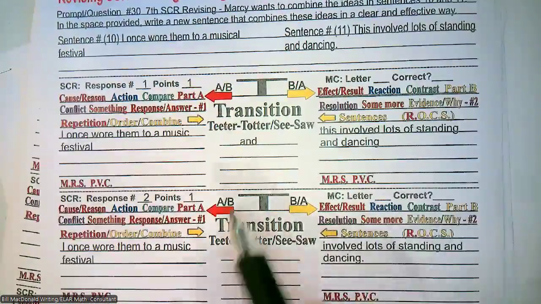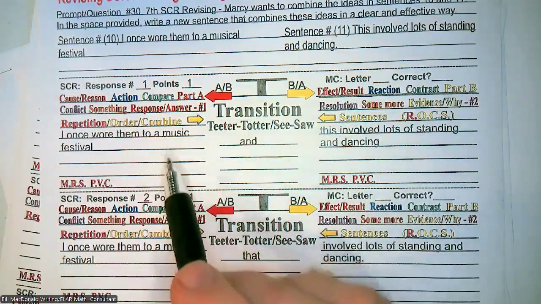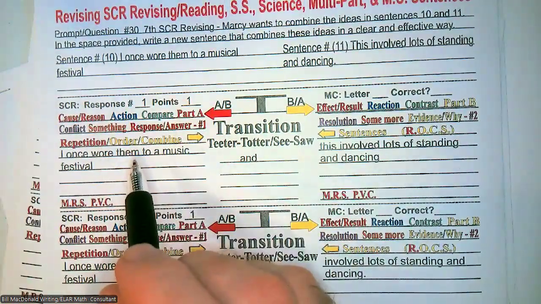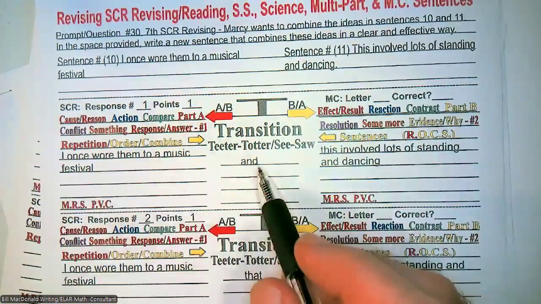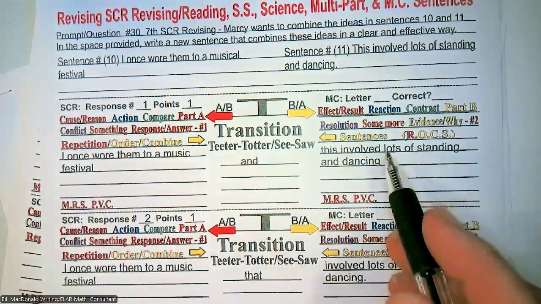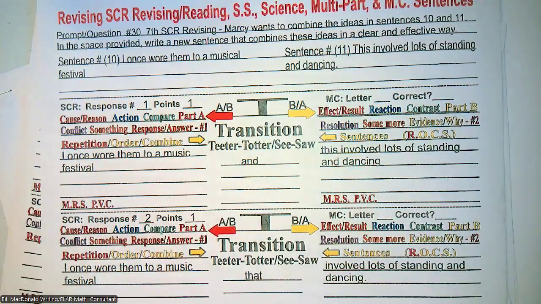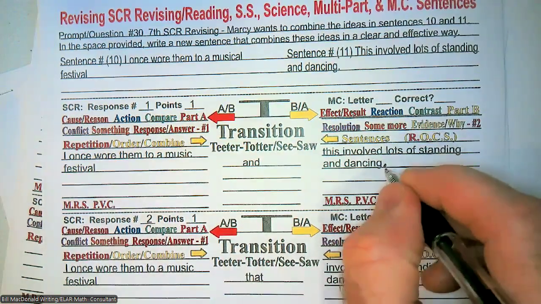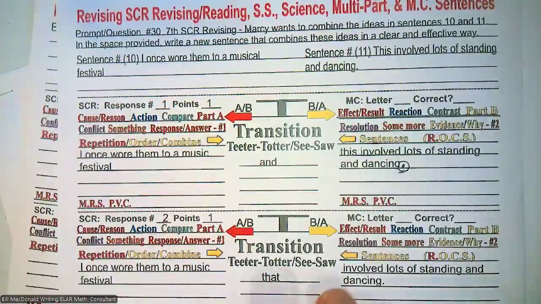All right, let's check and see how did they decide to come together right now. I once wore them to a music festival. Everything is exactly the same on response number 1 in the TEA rubric. And this involved lots of standing and dancing. And I'm going to make sure I don't have a period there, but I might have just forgotten to put it. Standing, yes, it is there. So circle that so I don't forget to fix that on my final draft for you guys.